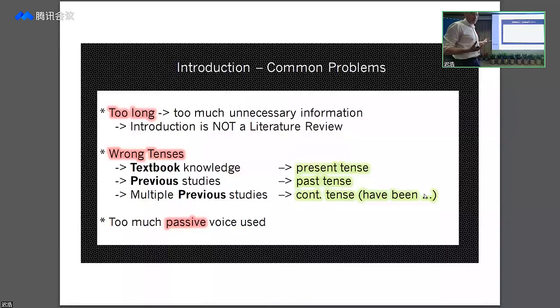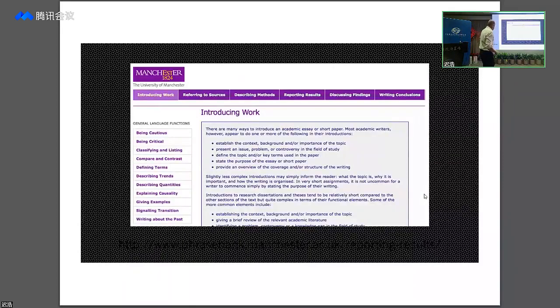Who showed? We have no idea. This is very confusing. So please use active voice as much as you can. Now, here is something. Unfortunately, the link is in black, but you can look for Manchester. This is called Word Bank, Manchester University.